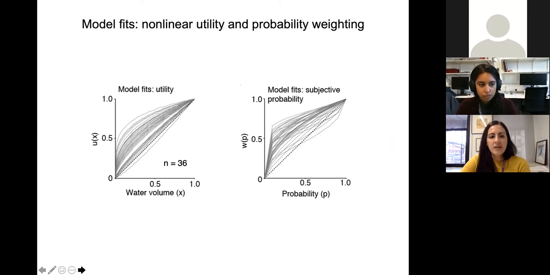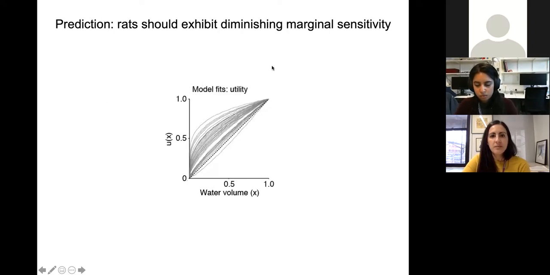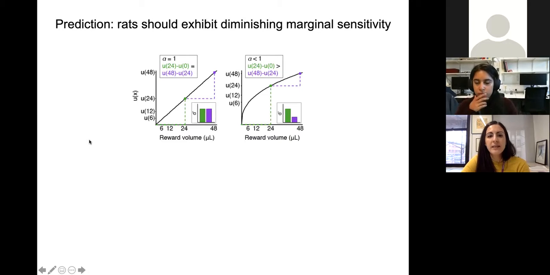So that's interesting. I don't really have time to go into all of the ways that we tried to independently validate this, right? So whenever you have some results from a model, you don't want to rely too much on the fitting. You want to also do model agnostic corroborations. I'll tell you about one briefly, which is that there's a prediction if the animals have this particular shape, which I mentioned, is that they should exhibit diminishing marginal sensitivity. And so we can test that directly in the following way. So if you had a linear utility function, then the difference between 24 and 0 should be equally discriminable to 48 versus 24, right? Because those are going to have the same distance on the y-axis.